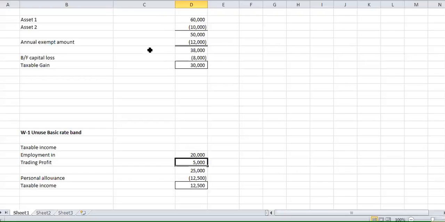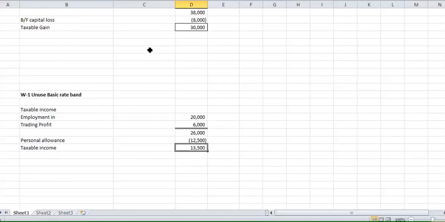Let me change it because these are the same values and you will get confused later on. Let's make it 6,000. So employment income is £20,000. Trading profit is £6,000. Total income is £26,000. Personal allowance is a fixed relaxation in the income tax. We have deducted the fixed relaxation of £12,500. Now we have taxable income of £13,500.